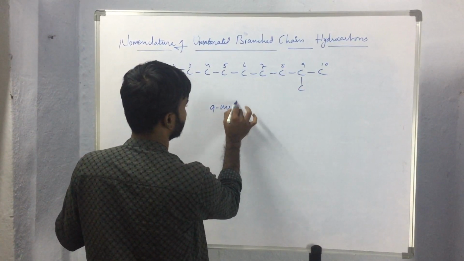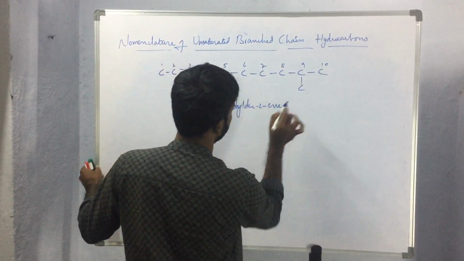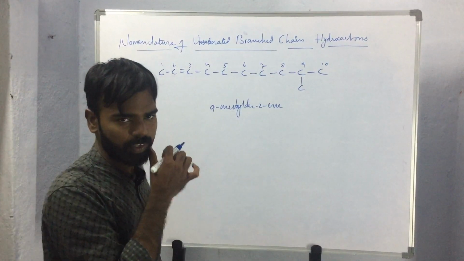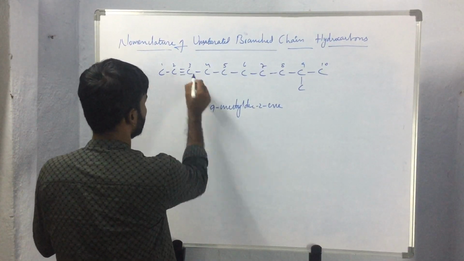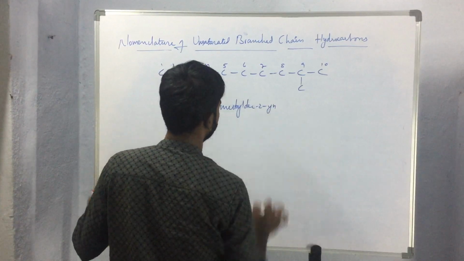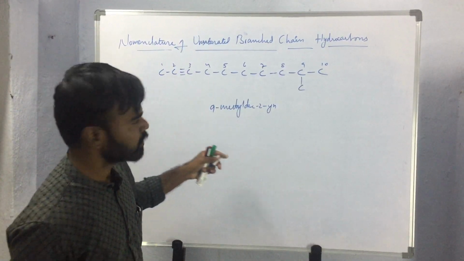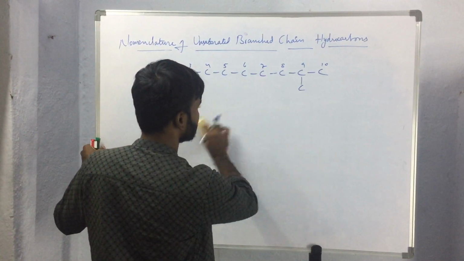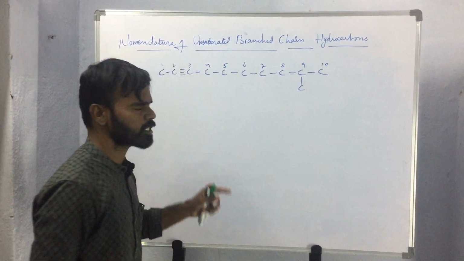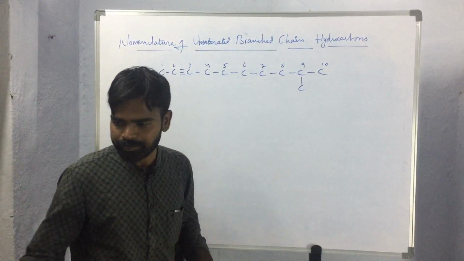9-methyl dec 2-ene. This will be the name of the compound. If it is a triple bond, then 9-methyl dec 2-yne. So like this, we will be giving names to the compounds if the unsaturation is present in the parent chain.